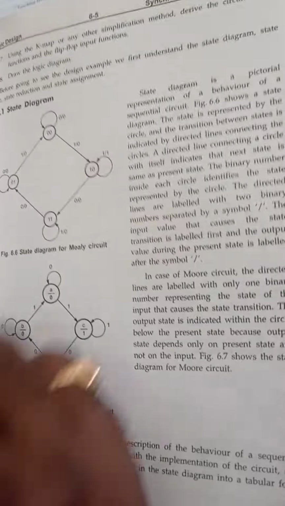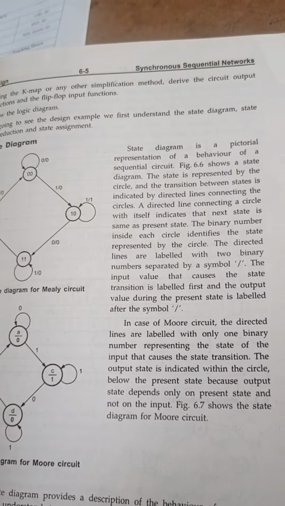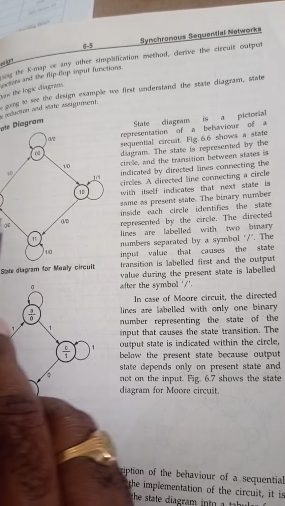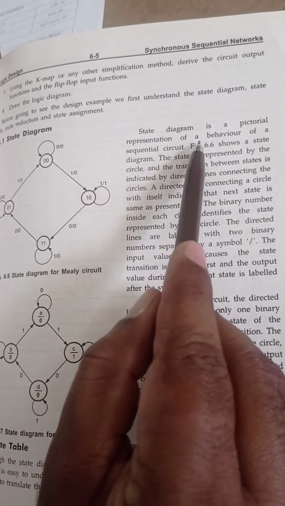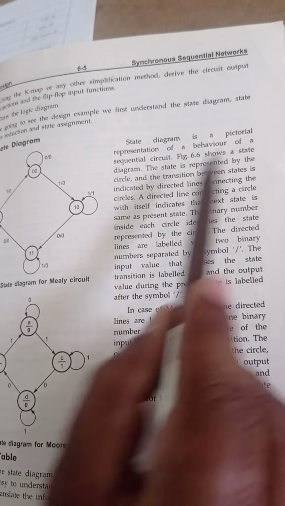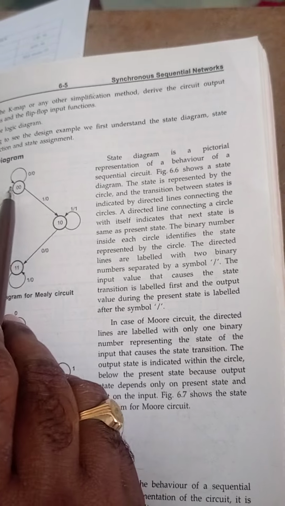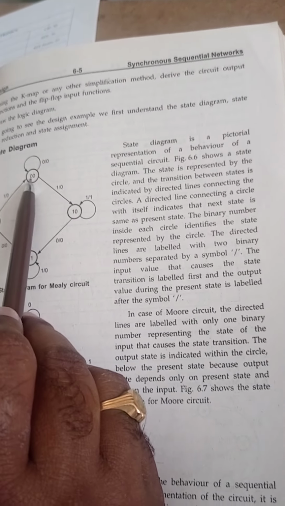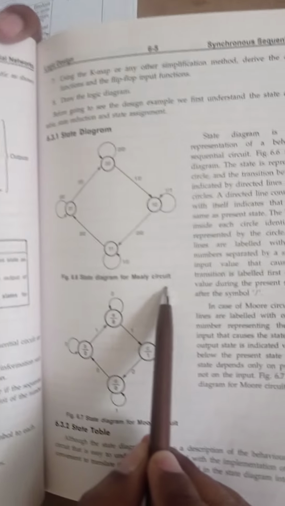That is here the state diagram. State diagram means, already in the class we discussed the state diagram. State diagram is a pictorial representation of the behavior of a sequential circuit. Behavior means, suppose what is the input, what are the states, the present state, what is the next state, what are the inputs, what are the outputs. This is nothing but the state diagram of a Mealy circuit.